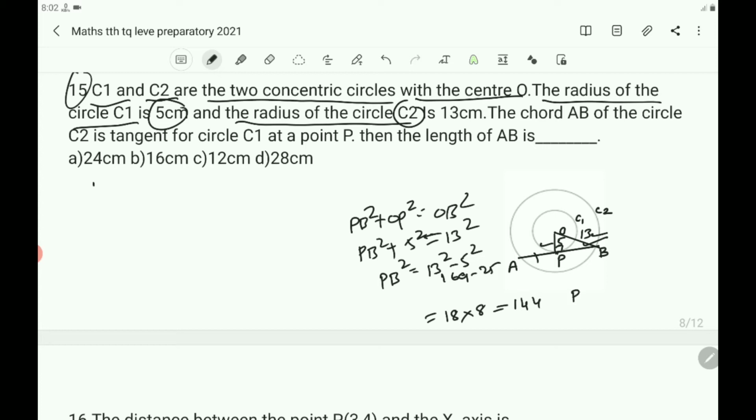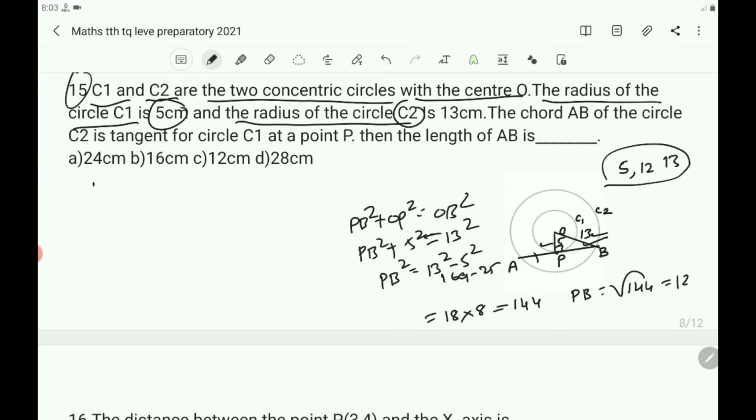Then PB equals what? Square root of 144, that is 12. And also if you know the Pythagorean triplet, 5 is there, 13 is there, means the second measurement must be 12, because these are Pythagorean triplets.